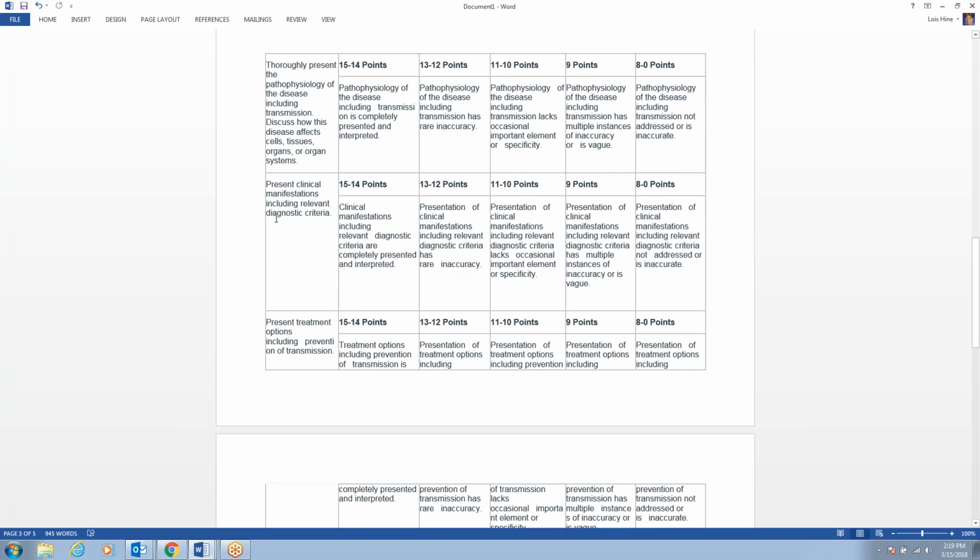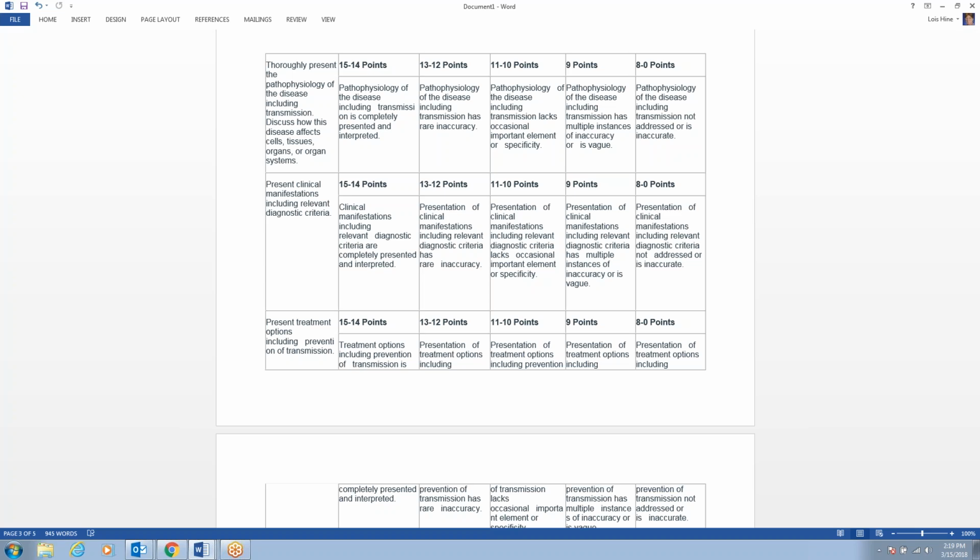Present clinical manifestations, including relevant diagnostic data, or criteria rather. So what signs and symptoms would we see from this disease? Are they sneezing? Or do they have a rash? Do they have a fever? Do they have aches and pains? So we want subjective and objective signs and symptoms that they've got this disease.